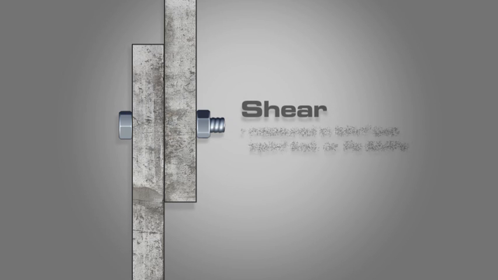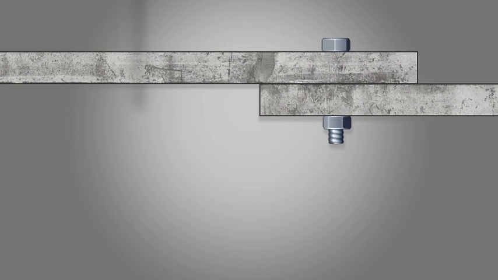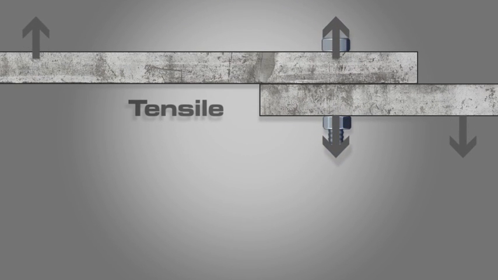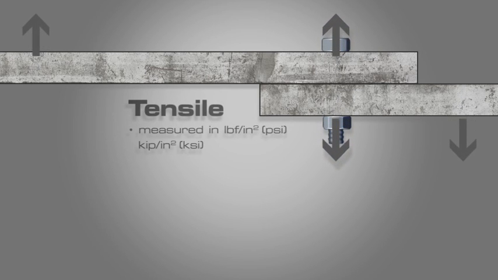The customary unit is pounds of force per square inch, or PSI, or in kilopounds per square inch, KSI. Another unit that is used is pascals, Pa or MPa. Tensile strength is the maximum stress a bolt can withstand while being stretched or pulled. The customary unit is pounds of force per square inch, or PSI, or kilopounds per square inch, KSI.